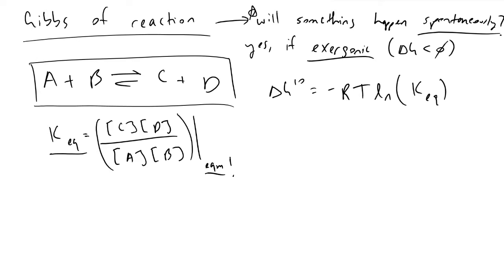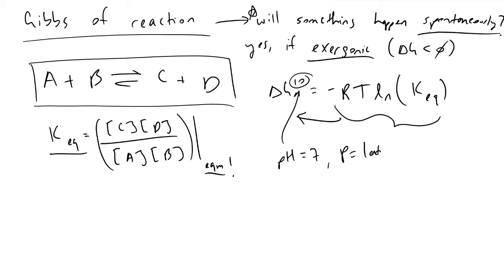And so once you know what KEQ is, now you can turn to this relationship here to calculate what your standard Gibbs of formation is. And it's also important to note that your conditions are held constant. So this prime naught here indicates that we are operating at a pH equivalent to 7, a pressure of 1 atmosphere, and initial concentrations of 1.0 molarity for all species. So that's what makes delta G prime naught, the standard free energy of formation, very specific.